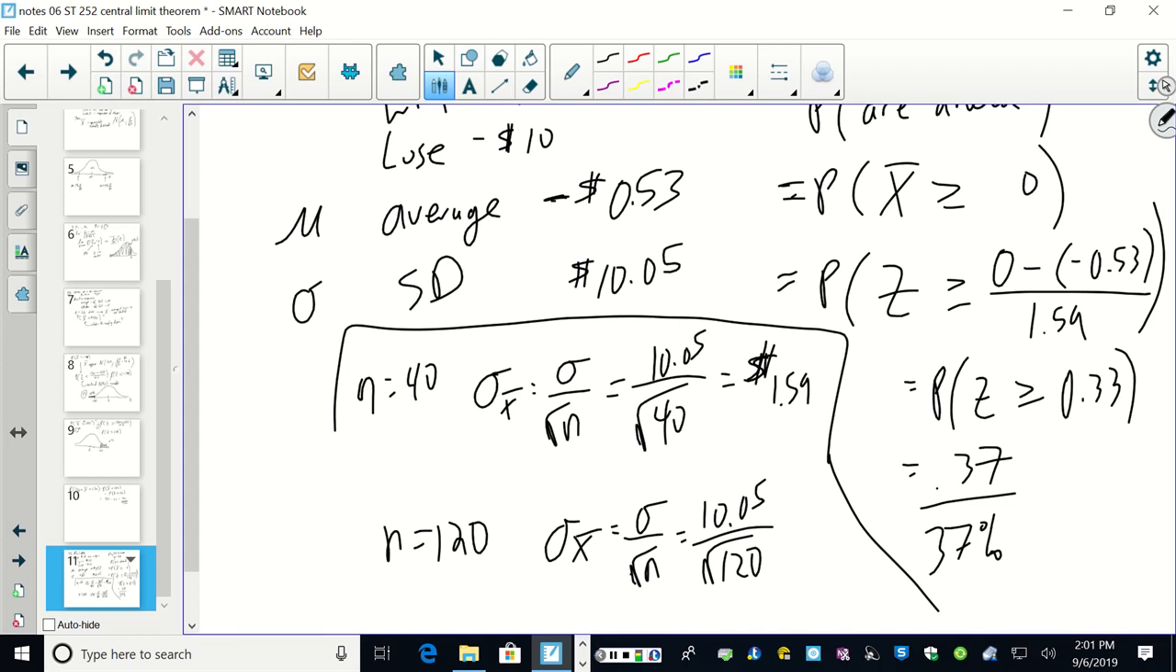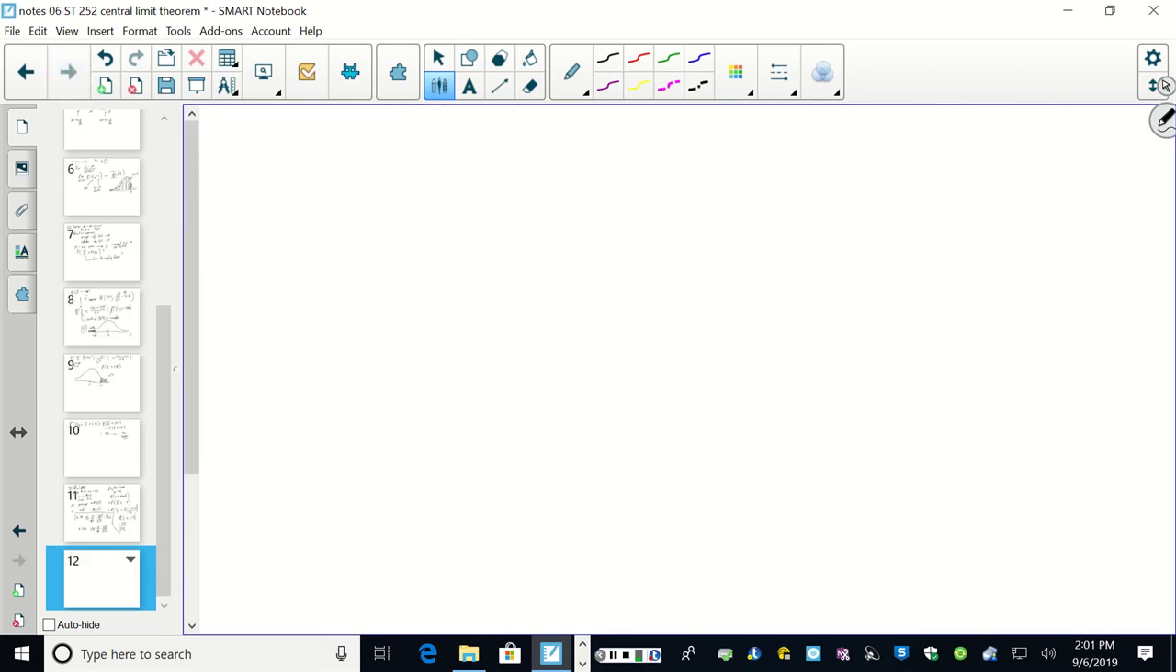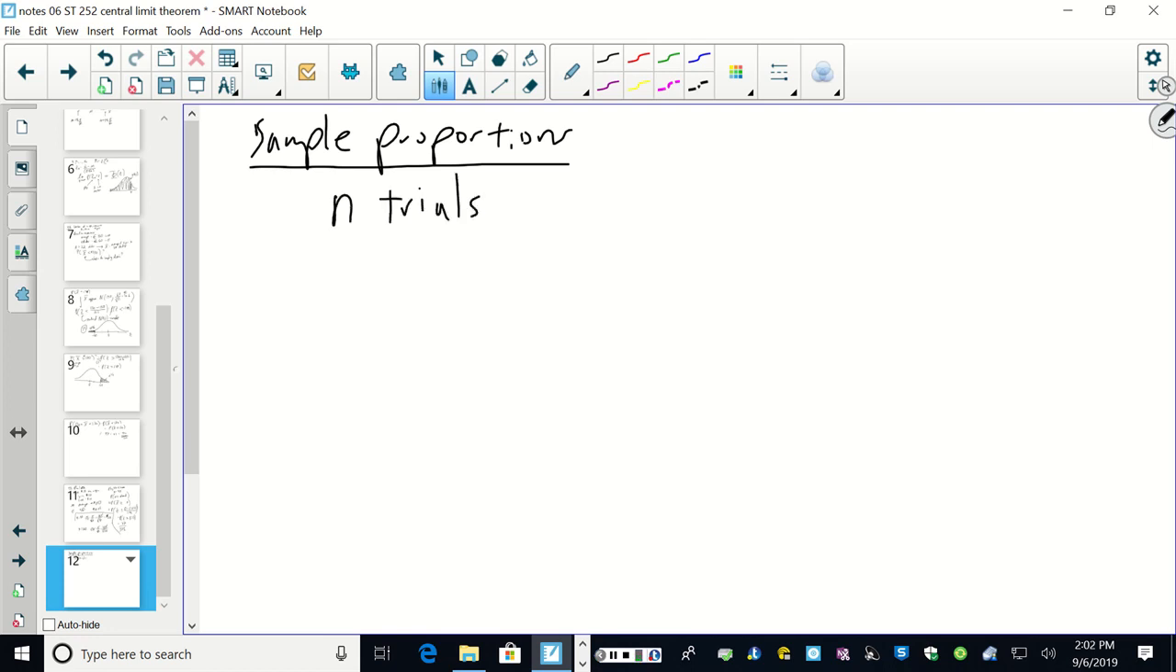So that's one application of the central limit theorem. The other place that it gets used a lot is in sample proportions. So it's not only quantitative data with averages, but also trials of something, attempts, individuals, cases. That's the sample size.